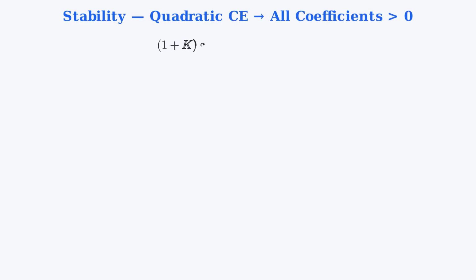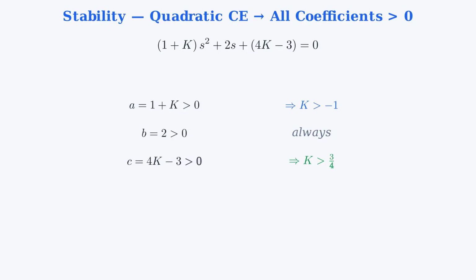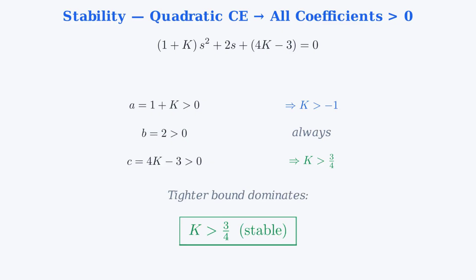Step 2. Stability. The characteristic equation is a quadratic, as squared plus bs plus c equals 0, with a equals 1 plus K, b equals 2, and c equals 4K minus 3. For a quadratic, stability has a clean shortcut. The system is stable if and only if every coefficient is strictly positive. This is the Routh-Hurwitz necessary condition, which is also sufficient at order 2. Walk through the 3 coefficients.